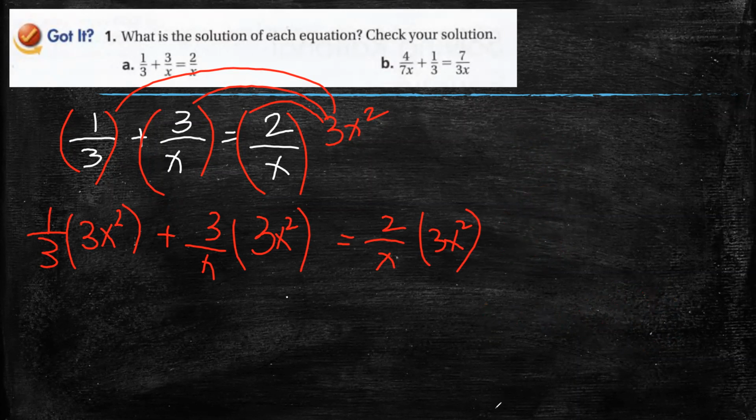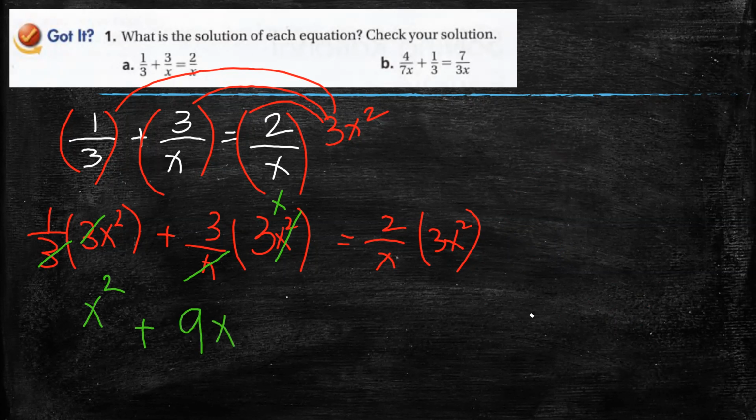Multiply each term by 3x squared. Then what is the next step? Multiplication. We multiply. So 3 cancels 3, and we have x squared, plus x cancels x. So we have 3 times 3 times x.